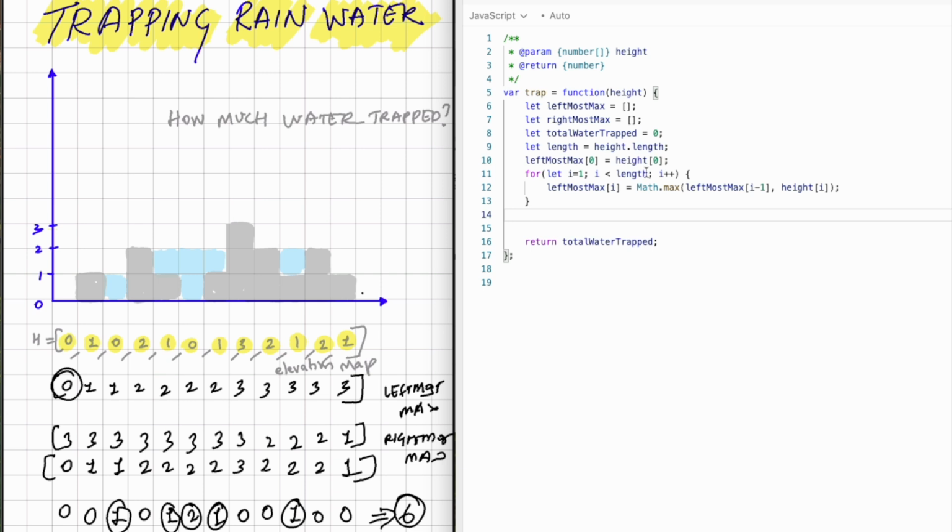Then similarly we want to build the rightmost max map that we want to keep track of, and for that what we will say is rightmost max of length minus 1. We have to also put a base case for it, which is just going to be height of length minus 1. And similarly now we will go in an iteration wherein I will say i is equal to length minus 2, because for length minus 1 we already filled the value.